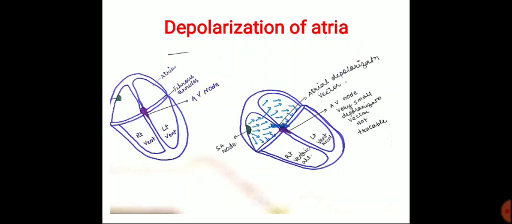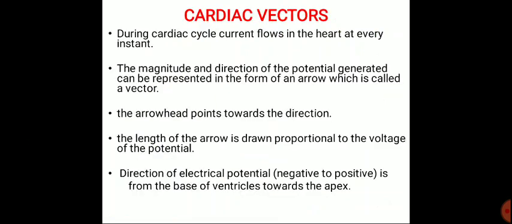The SA node is present on the upper and the right side of the heart. When it fires, it sends impulses first in the atria toward the right atrium. When the depolarization waves are formed, an electric current is generated, and it travels downward toward the left side. Depolarization waves generate a small vector. As we discussed, the vector tells the magnitude and direction of potential generated, and it can be represented in the form of an arrow, which is called the vector.